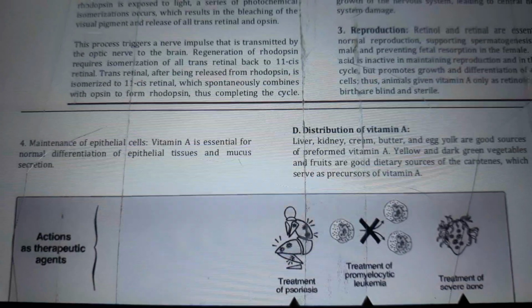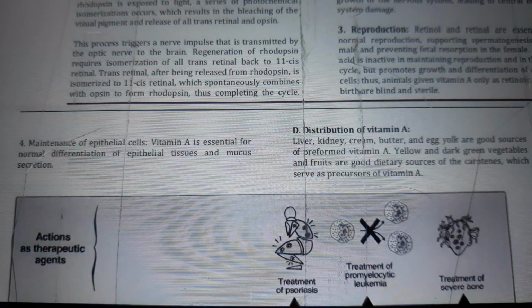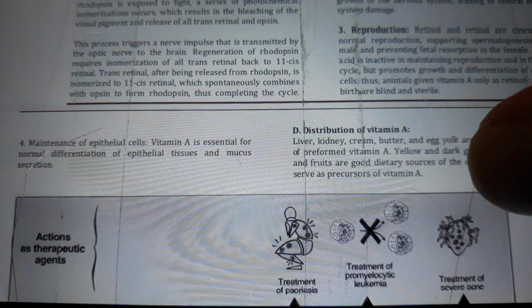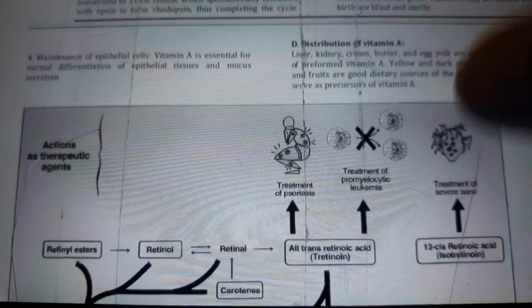Let's read that again. Retinol and retinal are essential for normal reproduction, supporting spermatogenesis in the male and preventing fetal resorption in the female. So retinoic acid is inactive in maintaining reproduction and in the visual cycle, but promotes growth and differentiation of epithelial cells. Thus, animals given vitamin A only as retinoic acid from birth are blind and sterile. You see? So retinol and retinal should be there.